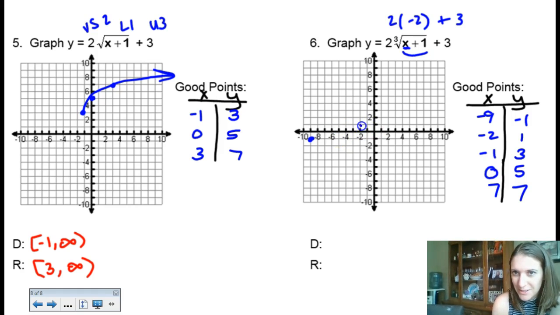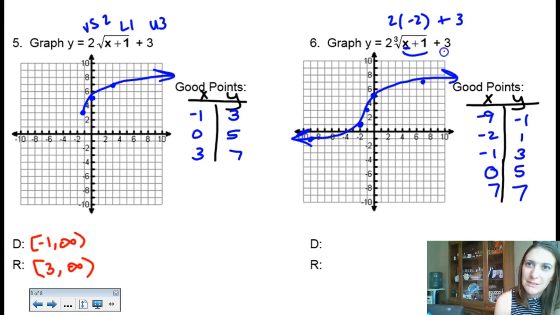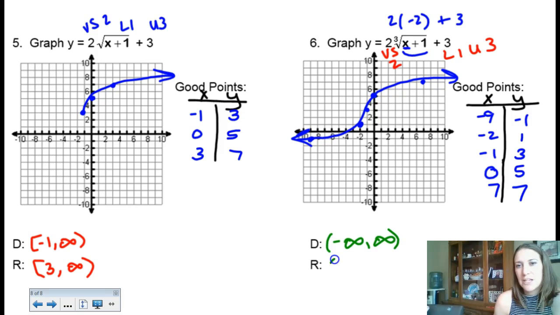All right, -2, 1. -1, 3. 0, 5. 7, 7. All right, so again, I'm looking for symmetry. I'm looking for it to confirm the transformations that I once again forgot to say at the beginning. All right, so I should have said at the beginning that this was shifted left 1, up 3, and has a vertical stretch of 2. So left 1, up 3, vertical stretch of 2. Sounds appropriate. All right, the domain and range are always -infinity to infinity on cube roots.